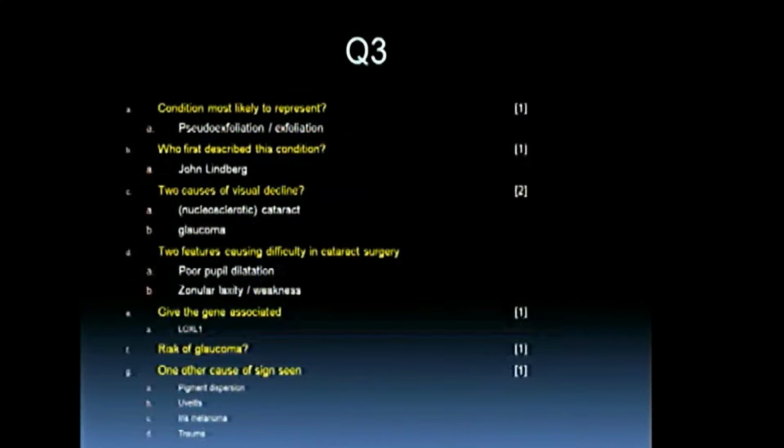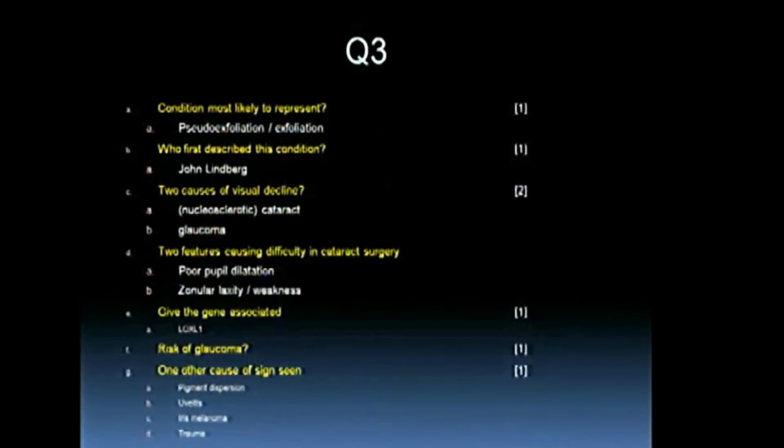Okay, so the most common cause of this line, which is Sampaolesi's line, is pseudoexfoliation. If you put pseudoexfoliation, or exfoliative glaucoma, or pseudoexfoliative glaucoma, those are all correct. I'd accept that. Who described this condition? It was a Finnish ophthalmologist called John Lindberg, and I mentioned that in my pseudoexfoliation talk.